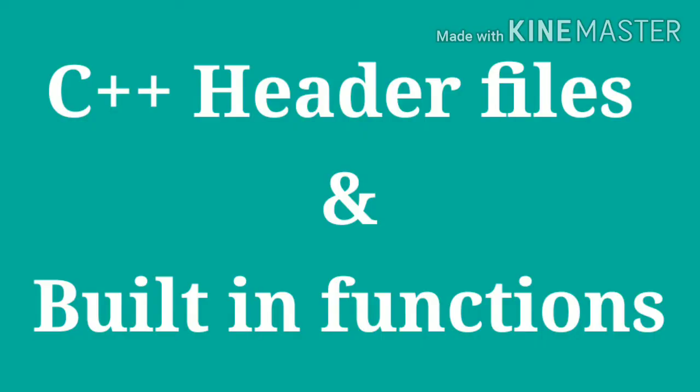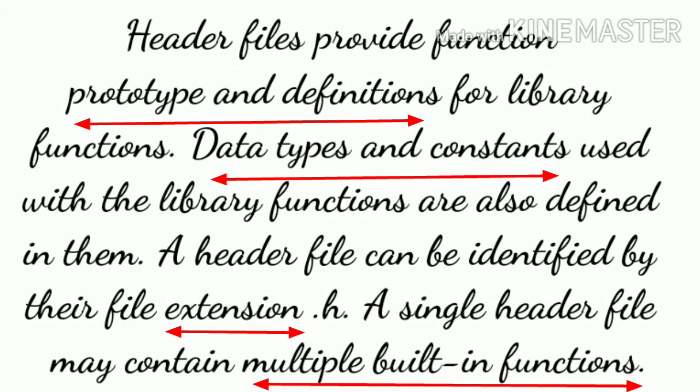The next concept is C++ header files and built-in functions. First, what do you mean by header file? It provides the function prototype and definition for each predefined function. In the header files, data types and constants are also defined. And then each header file contains a number of built-in functions. For example, stdio.h header file contains getchar, putchar, gets, puts and etc. The extension of a header file is .h.